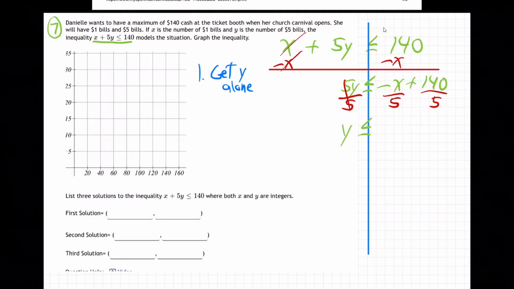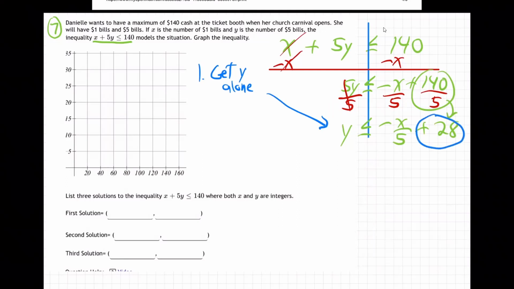Okay, so what do we have here now? Negative X over 5, and this, use your calculator, 140 divided by 5, I think it's 28. Okay, so there we go. So now Y is alone. Now, what do we do from here? The next step is we grab the number that's on the outside here. And this is our starting number. That's where we start the graph.